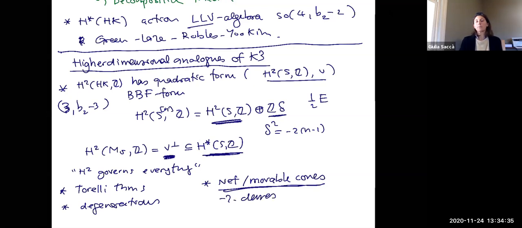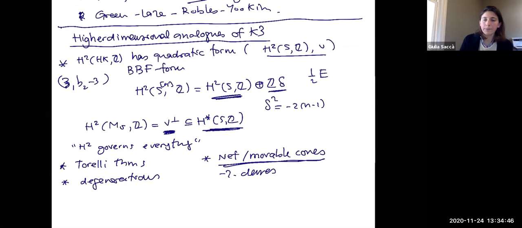So what are the analogs for higher dimensional hyperkähler manifolds? I'll say things about this work, because of course rational curves are birational maps. To study all the hyperkähler birational models, you are interested in understanding what these cones are.